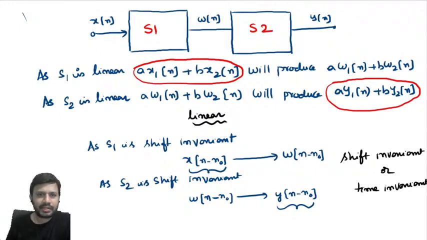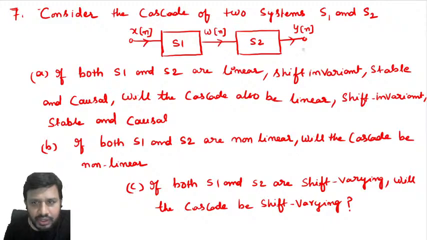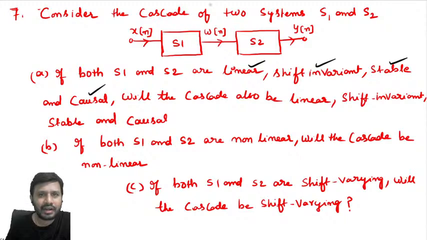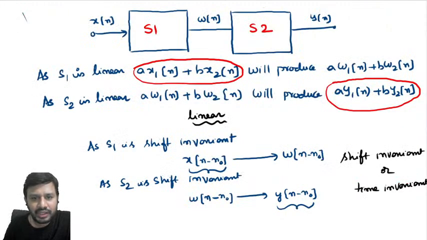Two properties are confirmed: if both the systems are linear, the overall cascade will be linear. If both the systems S1 and S2 are time invariant, the cascade connection will be time invariant or shift invariant. Confirmed. So let's confirm the next two. This one is done, this one is done. Stable and causal. Now, what he means to say is, if S1 and S2 are stable, will the overall cascade system be stable or not? That is what is being asked. So let me take the other page.